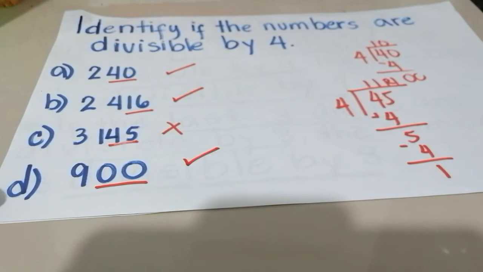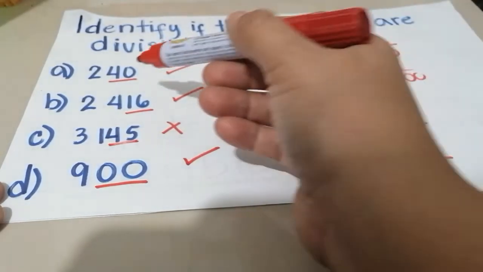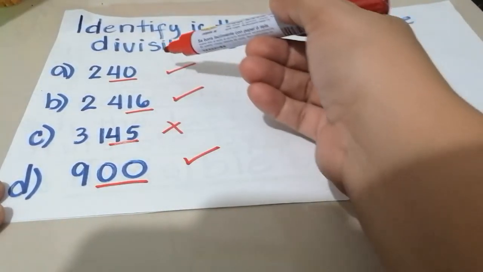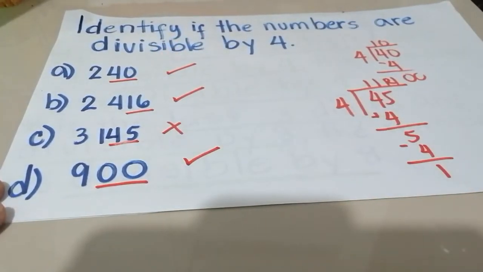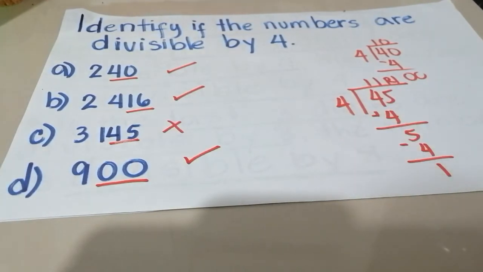So that's how we identify if a number is divisible by 4 or not. We just have to look at the last 2-digit number. So, titingnan lang natin yung last 2-digit number niya, i-divide natin. Pag na-divide mo siya at wala siyang remainder o zero remainder, ibig sabihin divisible siya by 4. Pag may remainder, ibig sabihin hindi siya divisible by 4. It's not divisible by 4.